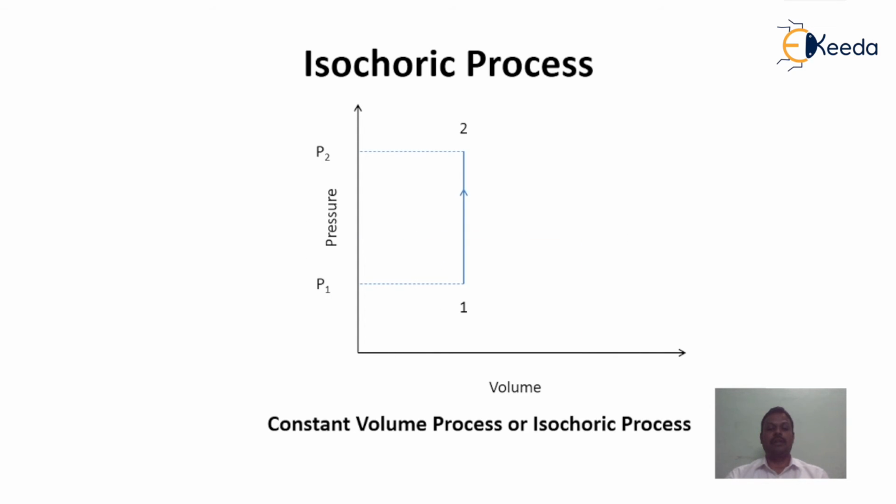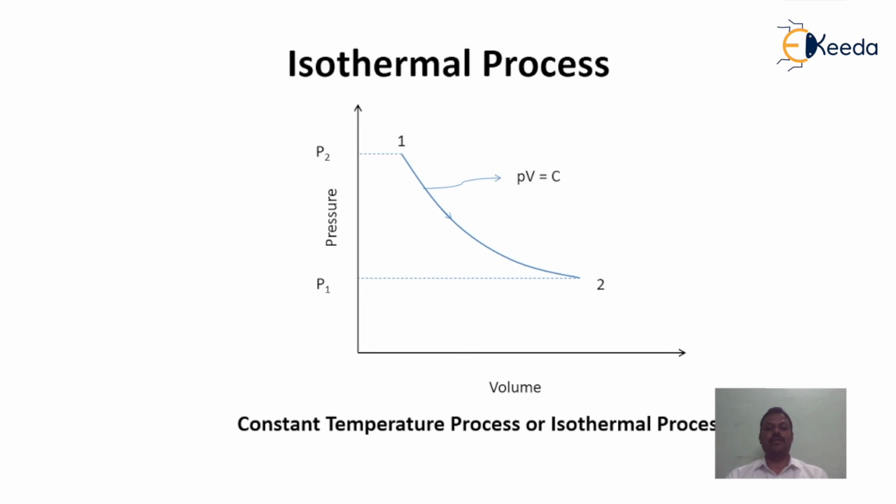In case of isochoric process, that is also called constant volume process, volume remains constant, but the property pressure changes from P1 to P2, and the line which is shown on the graph is perpendicular to the volume coordinate. And the next one is isothermal process, that is also called constant temperature process.